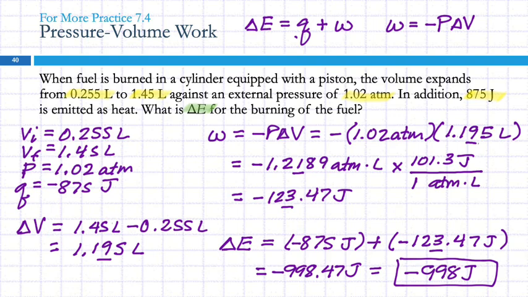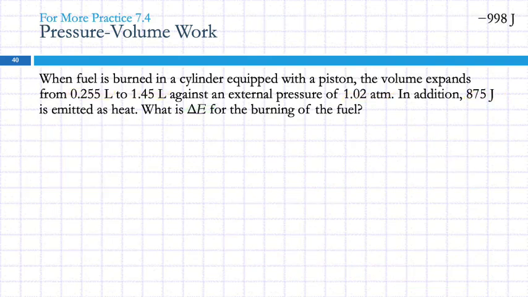And this is a really reasonable scenario. So we got 998 joules of energy out of the combustion of this fuel, but we only got 123 joules of work out of it. The rest of it went to heat, which just made the engine hot and was annoying. Any questions? Minus 998.